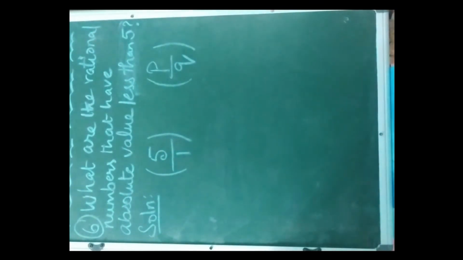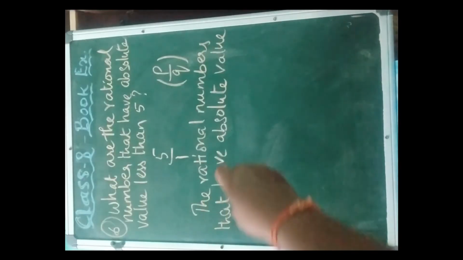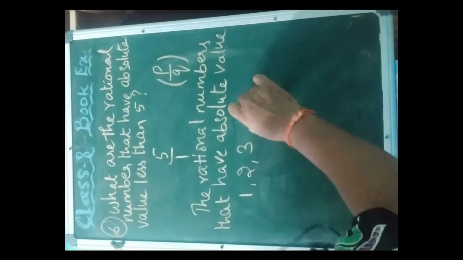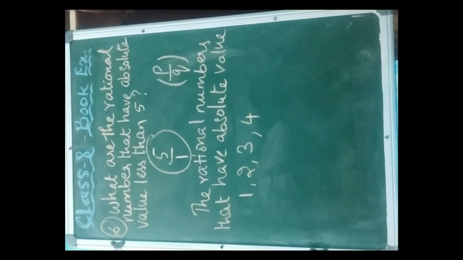So, what do we need to find? We need to find the absolute value. What is an absolute value? Absolute value is a number irrespective of its sign. So it should not have any negative numbers. The question is, what are the rational numbers that have absolute value less than 5? So how many absolute values will be less than 5? Go to the number line. Say 1, 2, 3, 4. And the number that we need to take is 5. So totally there are 4 numbers. So 5 has 4 numbers, that is 1, 2, 3 and 4, as its absolute value.